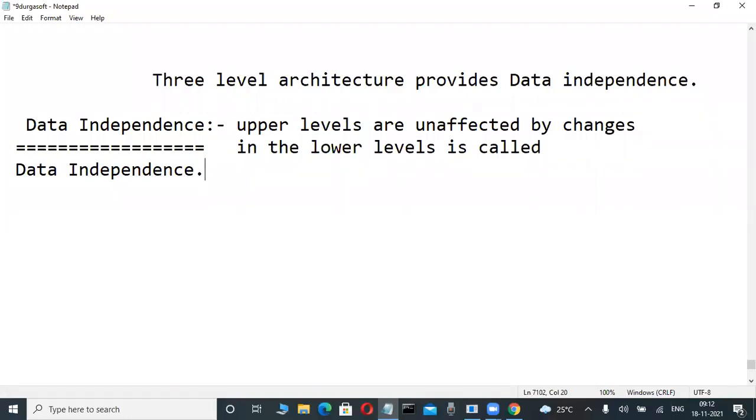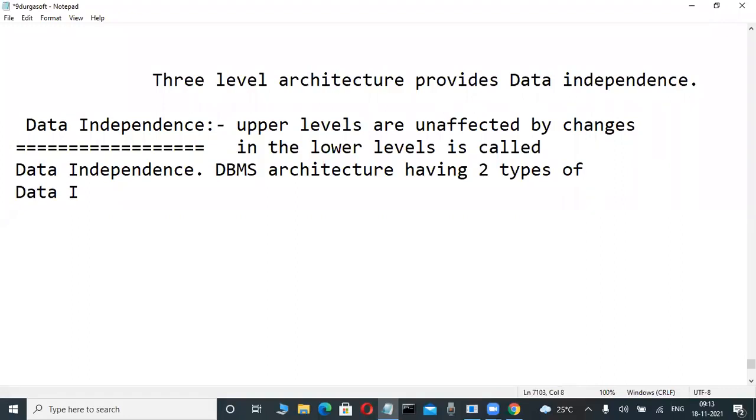Every DBMS software, not only Oracle, has two types of data independence. One is physical data independence, another one is logical data independence. Write it quickly. DBMS architecture has two types of data independences. These are, first one, logical data independence.